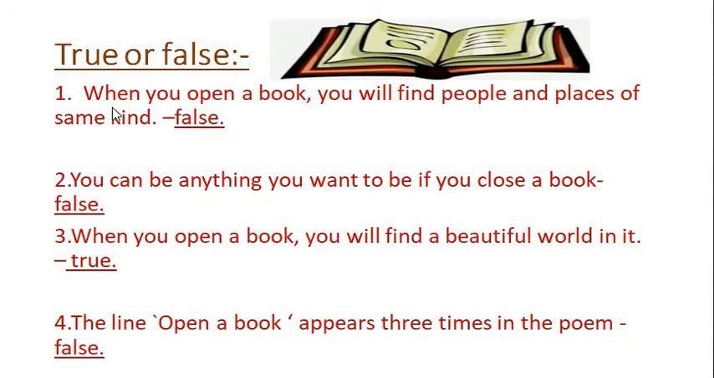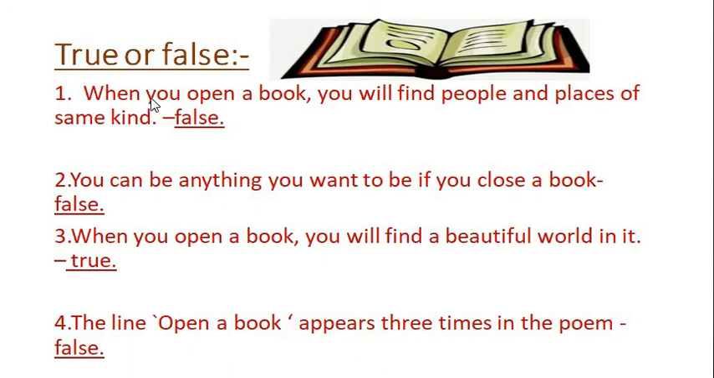See again, true or false? When you open a book, you will find people and places of same kind. Is this sentence true or false? Do we find people and places of same kind? No, we find people and places of different kind. Means different types of people and places are there. So this sentence is false. They are not of same kind. They are of different kind, and I have showed you the picture also. We have done this, no? We have read this in the poem.